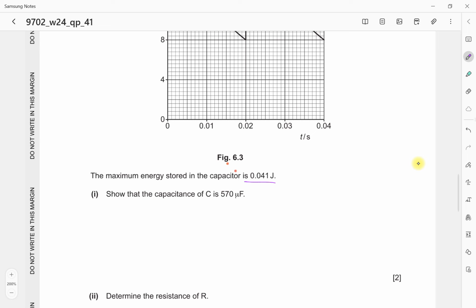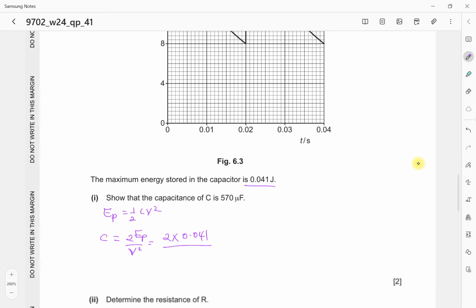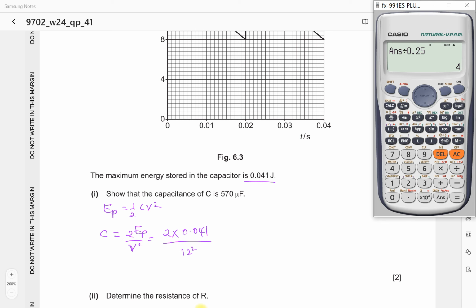Okay. Of course, we know that energy stored by a capacitor is equal to half CV squared, which means that C is going to be twice the energy stored divided by V squared. When I substitute, it will be 2 times the energy stored, 0.041, divided by V squared, V was 12, so 12 squared. So from the calculator, 2 times 0.041 divided by 12 squared.